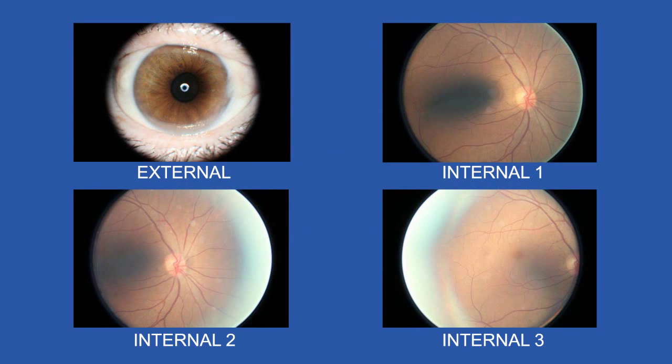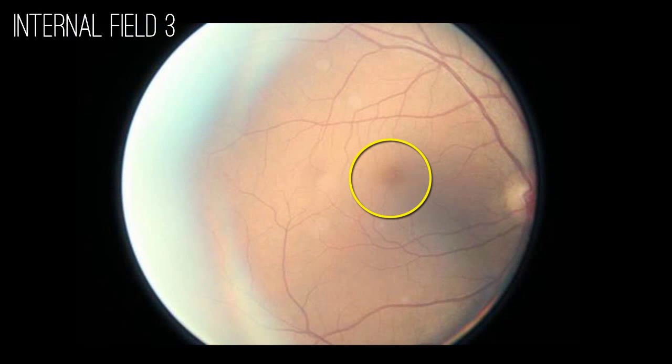This is an example of a case where the small pupil causes a shadow over the macula. We can clearly see from the external photo that the patient's pupil is rather small. Internal field 1 exhibits the small pupil artifact, obscuring the macula. Internal field 2 also has the shadow, so none of the photos have met the macula requirement. As you can see, however, internal field 3 has captured the macula with adequate illumination.